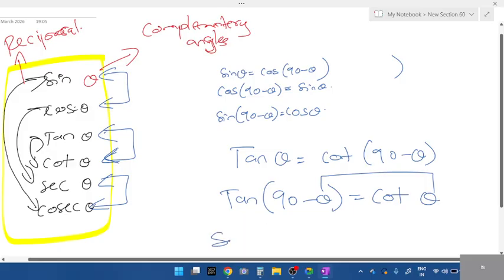Next, if I take sec theta, what is sec theta? Sec is complementary to which one? Sec, not cos, cosec. Sec 90 minus theta.